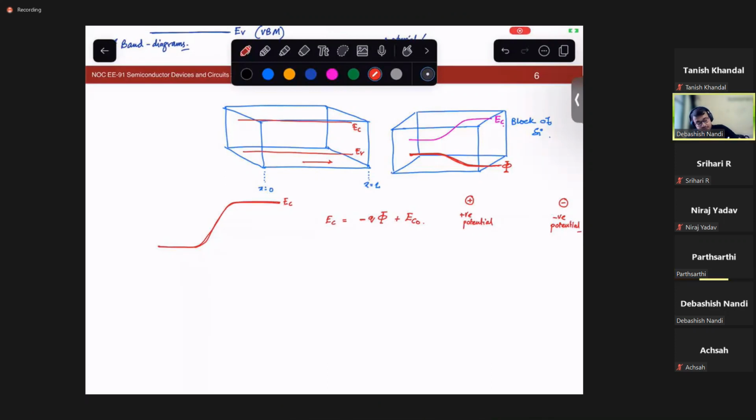Okay. So first tell me, what do you mean by potential? Suppose you have a battery like this, can you have a positive and negative potential at both ends?